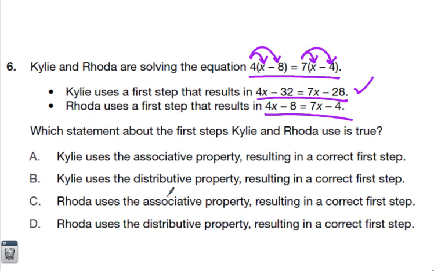What choice does that say? Kylie uses... I think it's B. All right. Kylie uses the distributive property, resulting in a correct first step. Yeah, B. I'm going to go with B. And again, you want to be thorough, right? You want to go like, well, it's not A because the associative property is not what's going on here. So that's out. And then D, Rhonda uses the distributive property. But no, Rhonda was not the correct one. Okay, moving on.